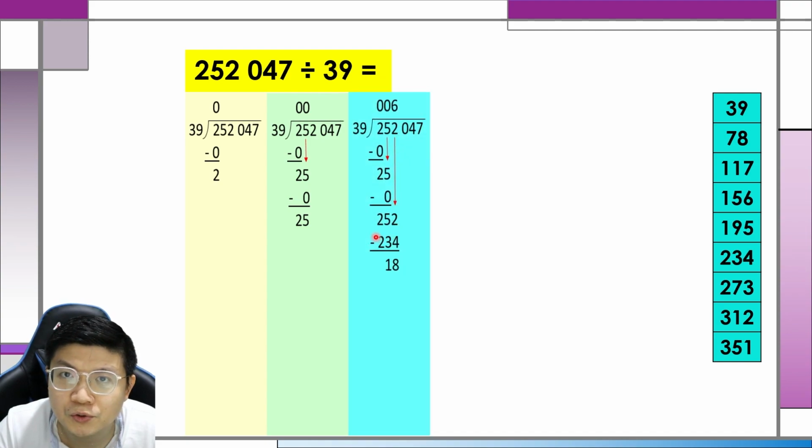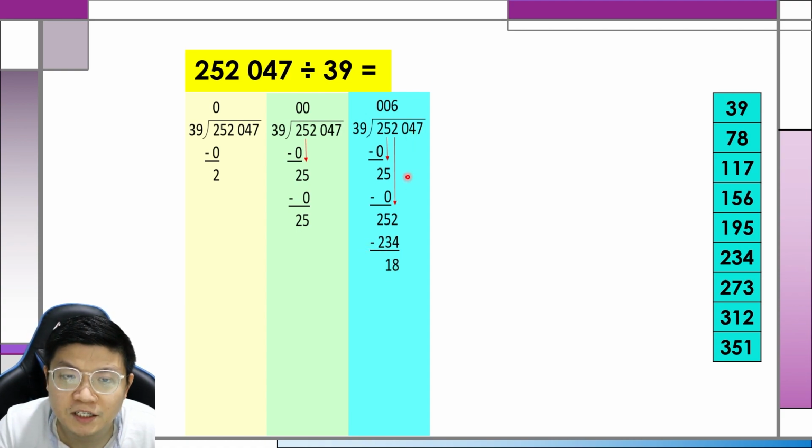It becomes 252 now. So look for the table. 39 enough, enough, enough, and up to 234. This one is actually more than that. That's why you cannot choose this. Pick 234, which is 1, 2, 3, 4, 5, 6 times 6. That's why 39 times 6, 234. Right, after you subtract, I get 18.